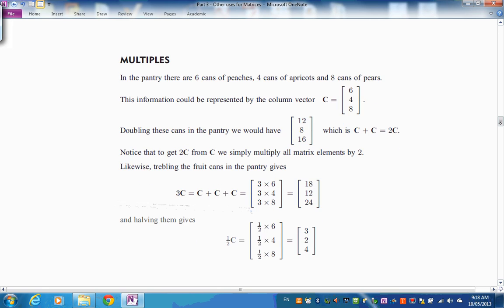All right, let's go and do some. Oh no, not yet. We've got some multiples first. Sorry, forgot about that. Multiples. If we had 6 cans, 4 cans and 8 cans of peaches, apricots and pears, there's our matrix.